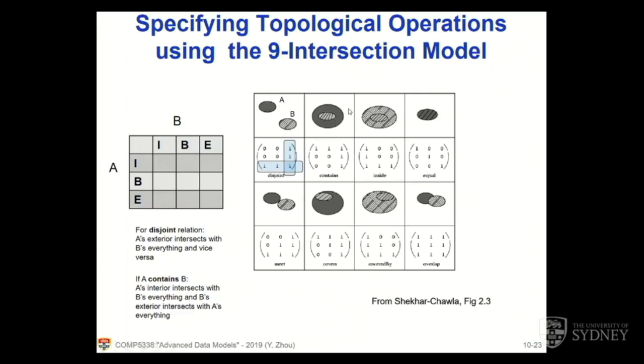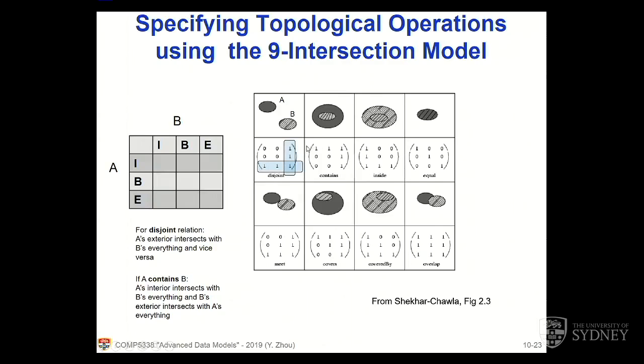So this is another one called A contains B. So B is basically totally inside A. Which means A's interior, that's intersect with B's everything, right? And then B's exterior is all the outside, also intersect with A's everything.